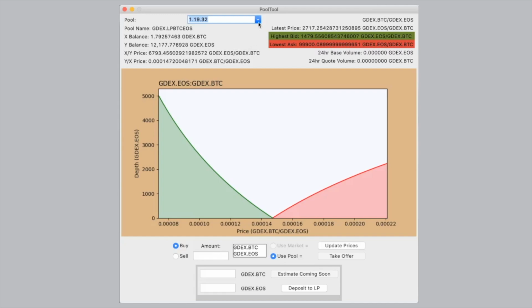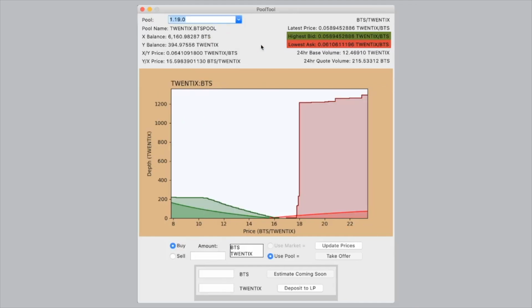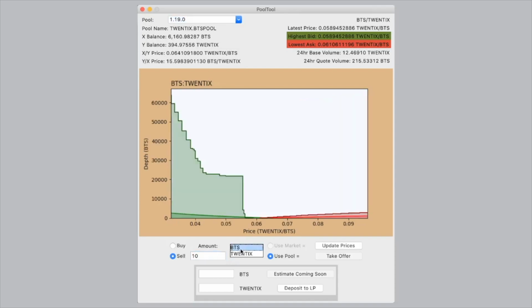Now, let's go back to 1.19.0. To actually use the PoolTool, let's try exchanging with it. Choose whether you would like to buy or sell, how much, and which asset to exchange. In this case, let's sell 10 BitShares.